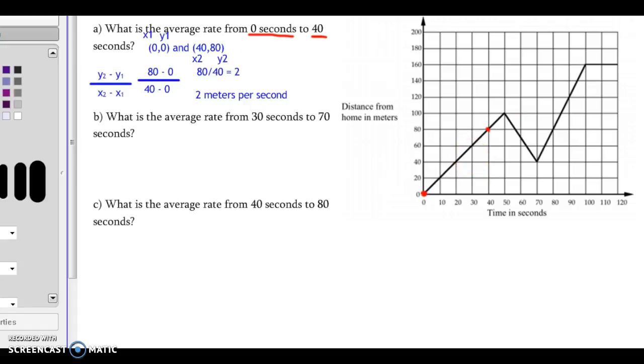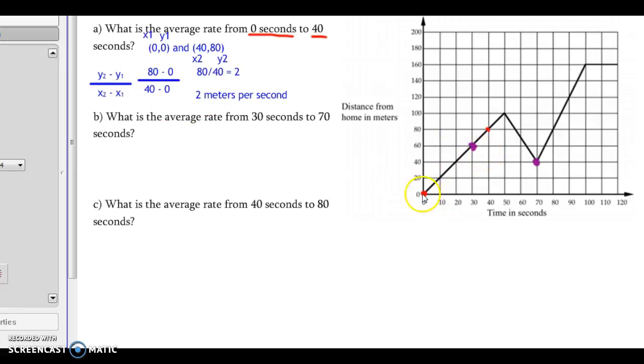The second question asks, what is the average rate from 30 seconds to 70 seconds? Well, 30 seconds is here, and 70 seconds is here. The first thing you should see right away is from this point to this point you're going downwards. So our average rate is no longer going to be increasing, it's no longer going to be positive, it's actually going to be negative. So for the average rate from here to here, I'm going to have to find the 2 ordered pairs and then use the same exact formula.